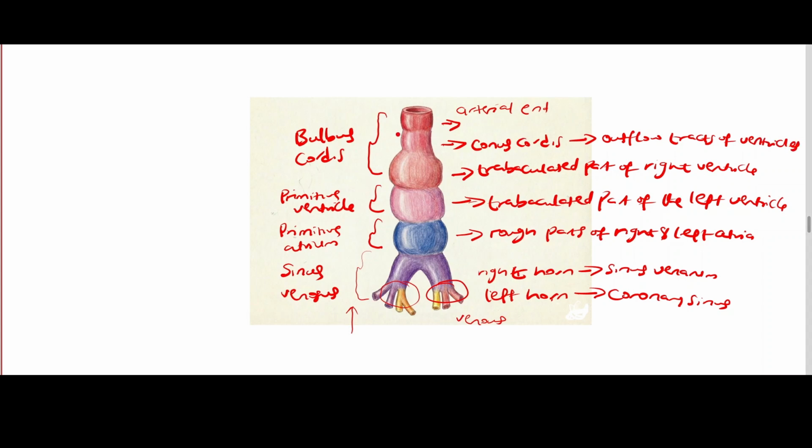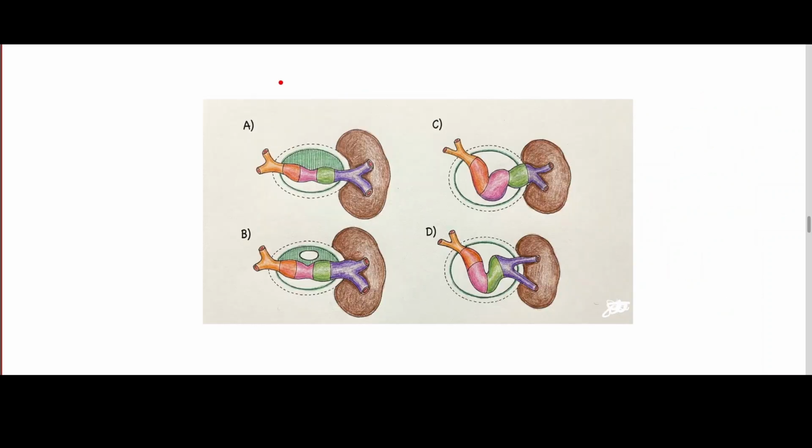Now the distal part of the bulbus cordis is called the truncus arteriosus, and it forms the ascending aorta and the pulmonary trunk. Okay. Now these are the derivatives of the heart tube. Now the next thing we'll talk about is cardiac looping.